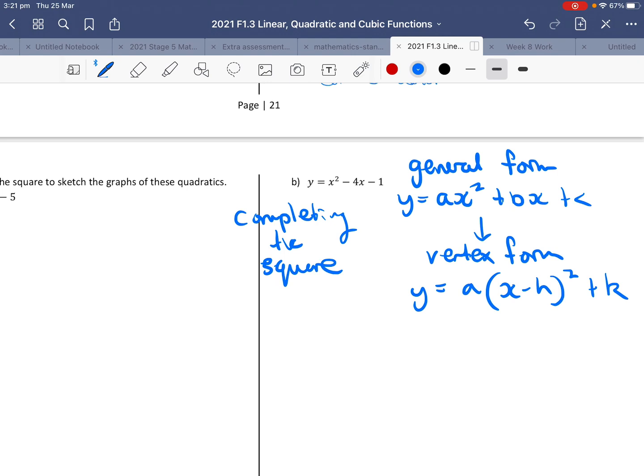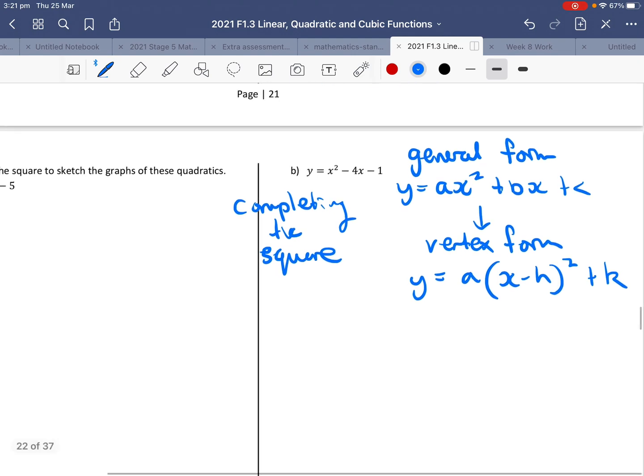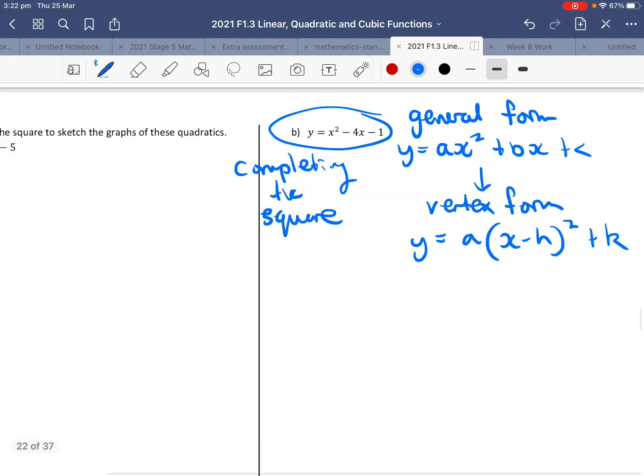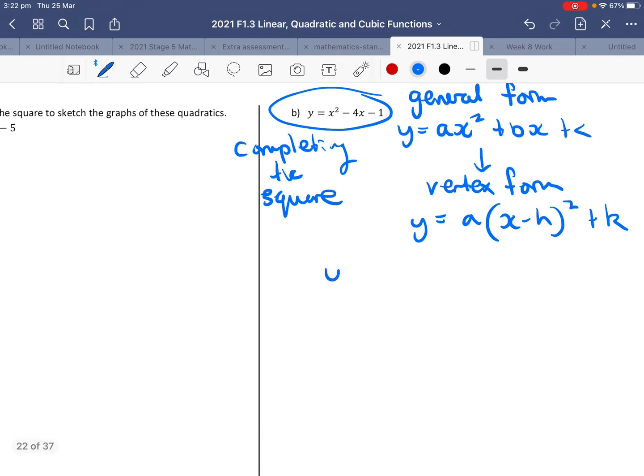So we're going to have a look at this quadratic function here and complete the square on it in order to put it into vertex form, and then easily be able to graph it. Okay, so let's write down the function and have a look at it. y equals x squared minus 4x minus 1. Now, to convert it into vertex form, we need to complete the square.